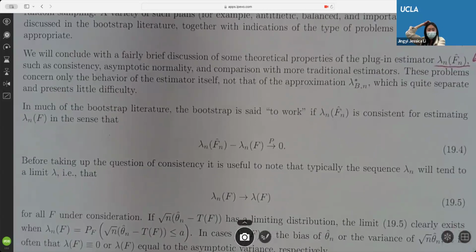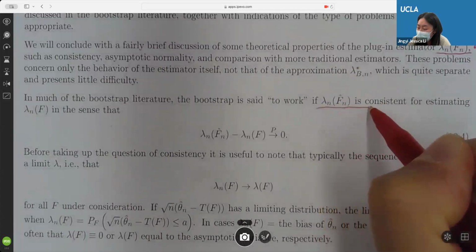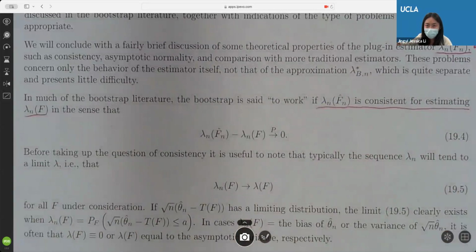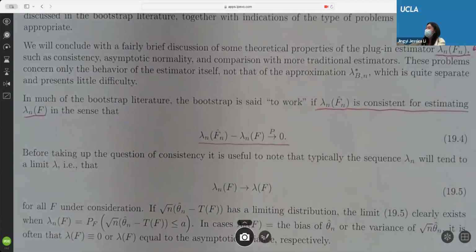In much of the bootstrap literature, the bootstrap is said to work if this plug-in estimator is consistent for estimating this performance measure of your interest, in the sense that their difference converges to 0 in probability.